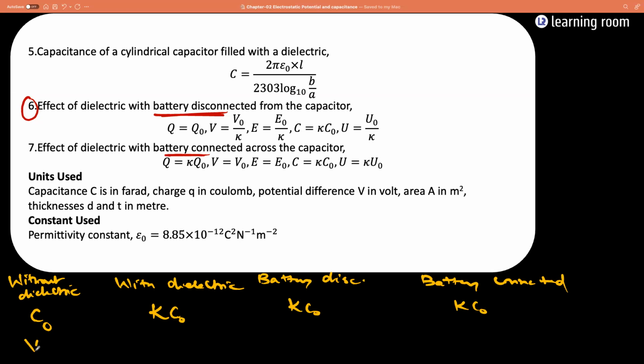Next is the potential difference. If the potential difference without dielectric is V naught, then with dielectric, listen to this carefully: when the battery is disconnected, it will become V naught divided by kappa, and when the battery is connected, it will only be V naught. It is the initial value. Is this point clear?